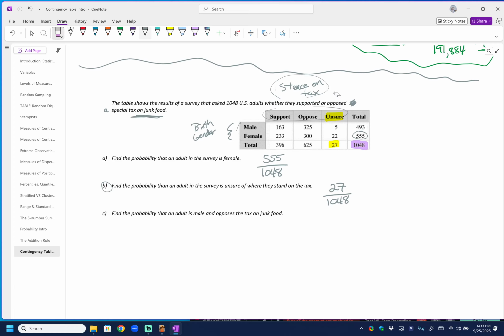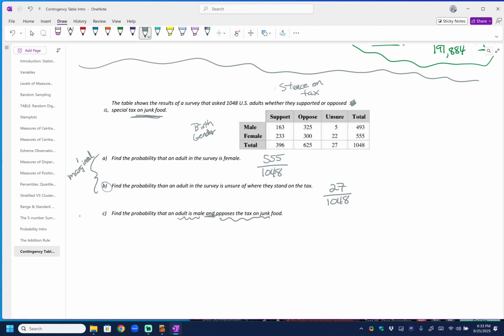They've basically, well, first of all, you can see they use the word "and," in which they have two variables. We have birth gender and their stance on the tax, which means this is strictly a joint probability. So again, I'll do a little summary over here. Both of these are marginal, and then this one is joint.